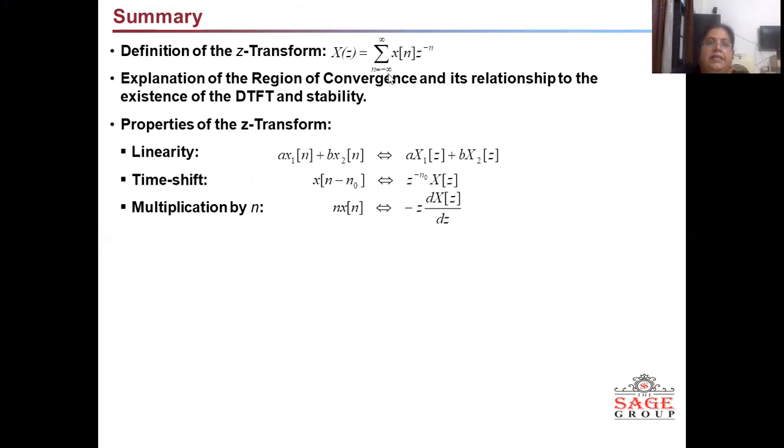So in this lecture we have discussed the Z transform, which is given by X(z) equals summation from n equals minus infinity to plus infinity of x[n] z to the power of minus n. Then we have discussed the region of convergence and its relationship to the existence of the discrete time Fourier transform, and the effect on stability. Then we have discussed three properties of the Z transform: linearity, time shift, and multiplication. Linearity follows the superposition theorem. Time shifting means the signal is shifted to the right or left, and its transform remains the same, only multiplied by a constant term. And if we multiply a signal in the time domain by n, it results in differentiation in the z domain. That's all.